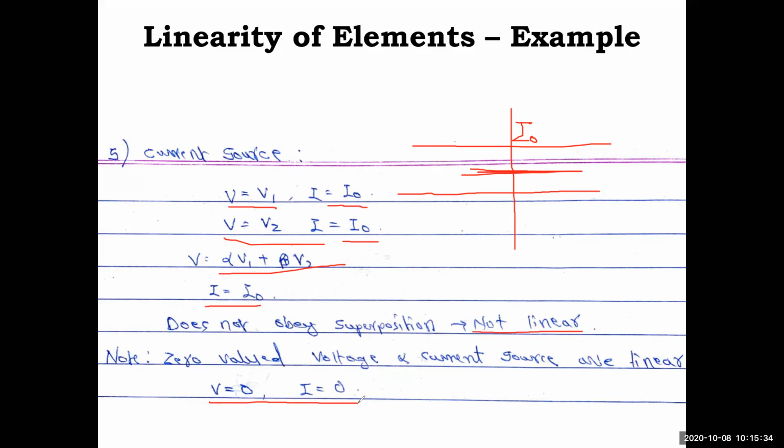To summarize, what is meant by linearity of elements? To say any element is linear, it should obey the principle of superposition and homogeneity. All the passive elements like resistor, inductor, and capacitor are linear elements, and the active elements, voltage source and current source, do not obey the principle of superposition, so they are not linear.